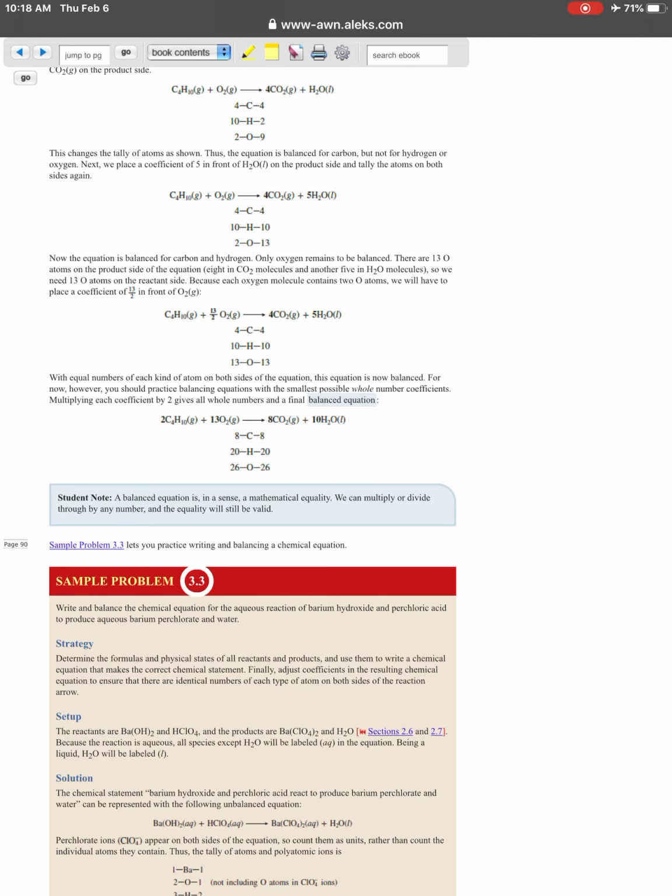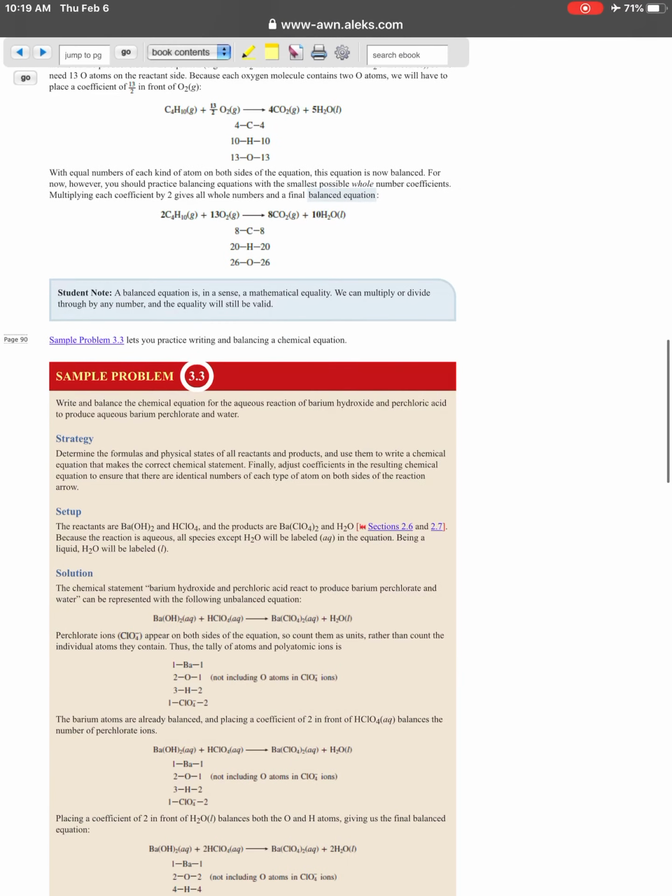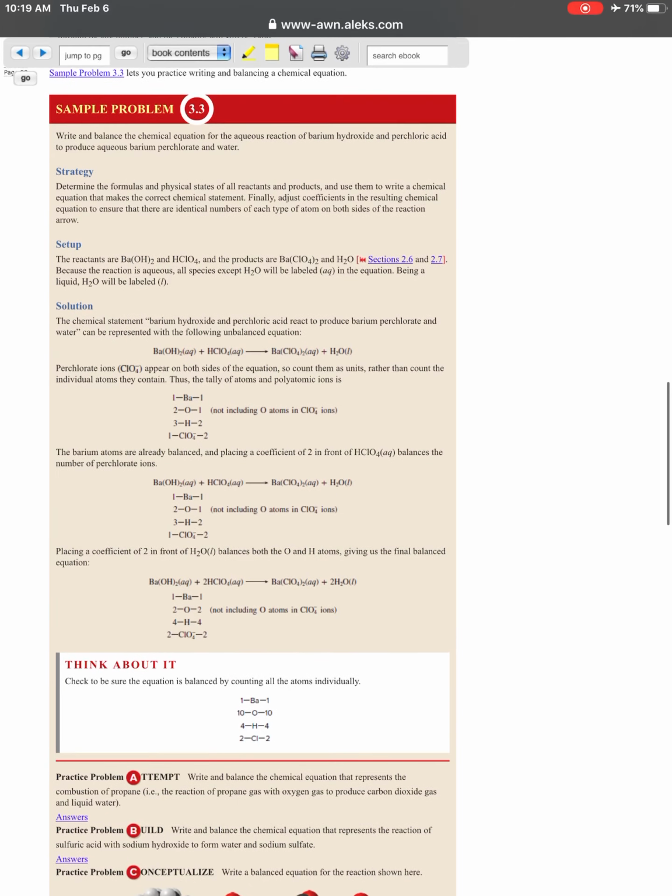2 C4H10 gas plus 13 O2 gas forms 8 CO2 gas plus 10 H2O liquid. Balanced equation. There's a little check here: 8 carbons on both sides, 20 hydrogens on both sides, 26 oxygens on both sides. Balanced equation. Okay? Practice, practice, practice. Here's an example.